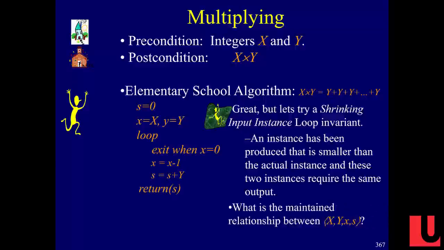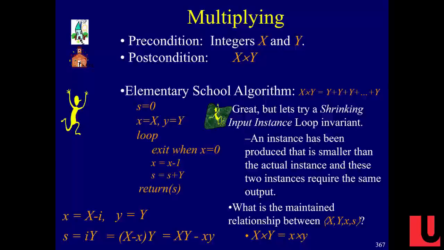And so similarly, we can get just the same loop invariant. What's the relationship? Little x is going to be capital X minus the number of iterations, and y doesn't change, and s is going to be the number of iterations times y. We can do various equations and rearrange, and we get this form. Here I'm just rearranging those equations. Everybody see that?